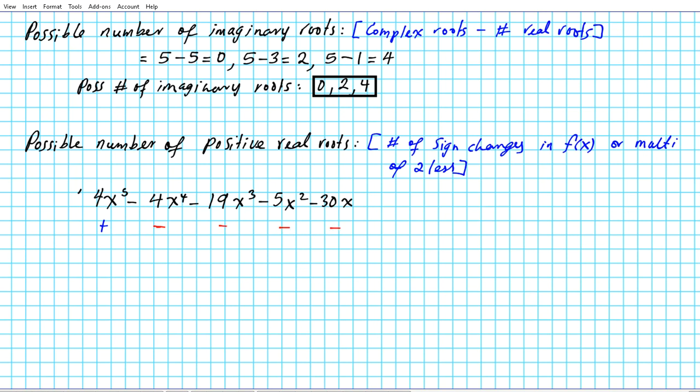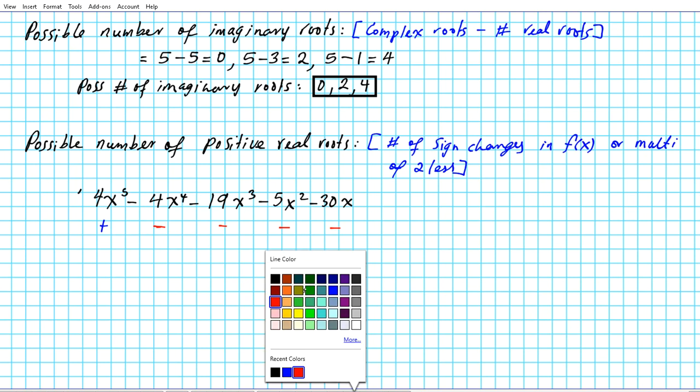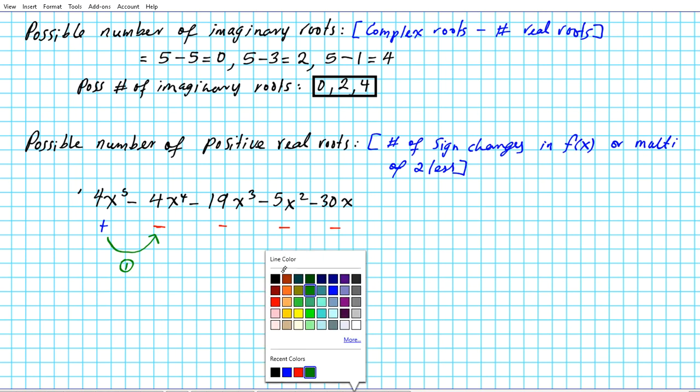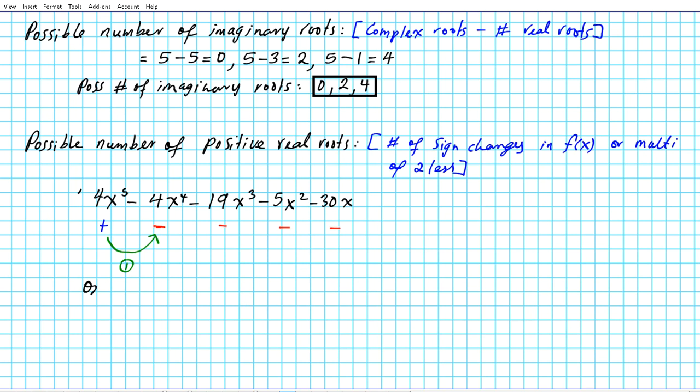Now, how many sign changes are there? We have exactly one sign change. So the first and the second term have a sign change. There's a flip there, so there's exactly one. Okay. All right, so let's write that down. We have one sign change.